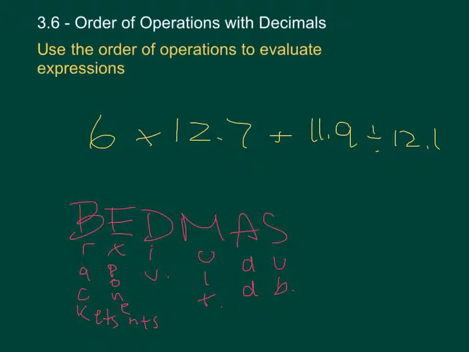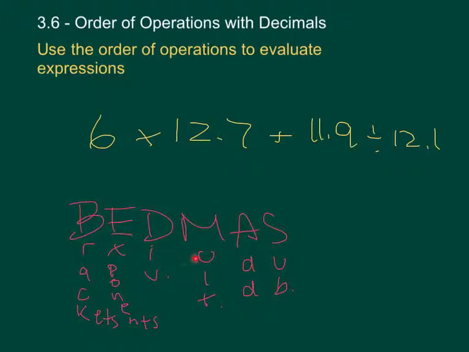There is, however, a slight exception to the rule, and I'll make note of that when we do our example together. But as you can see in the order of operations, you would solve for your brackets first, then your exponents, and then it says division and multiplication. So although it says division has to be solved before multiplication, that's not always true.